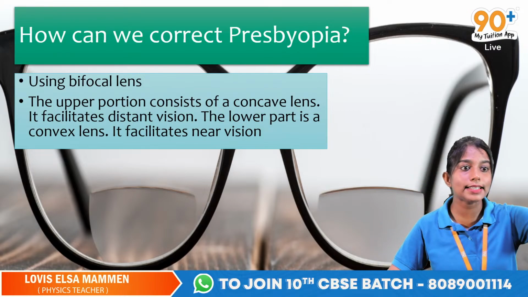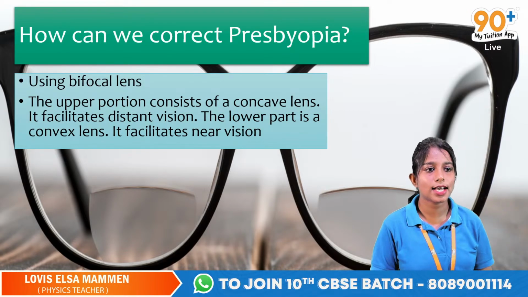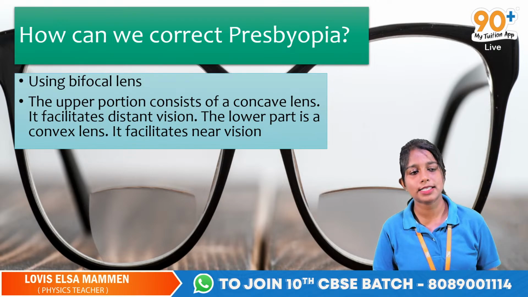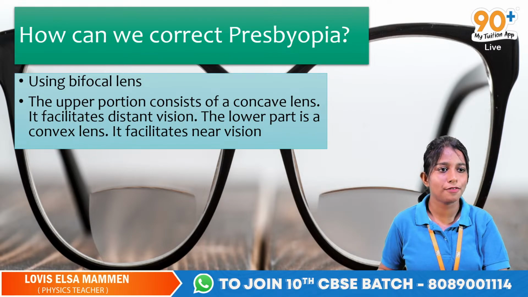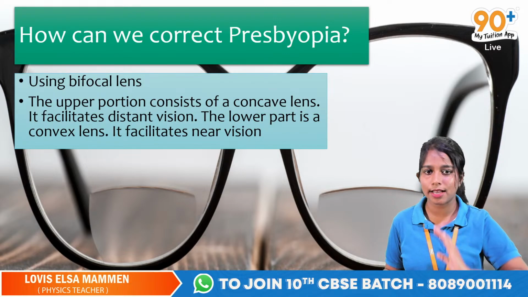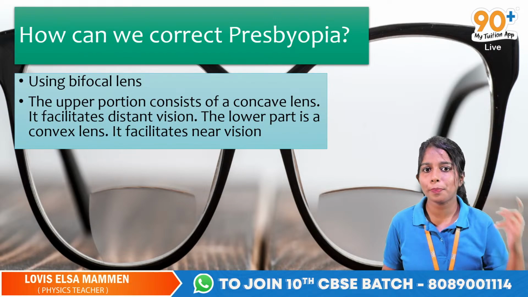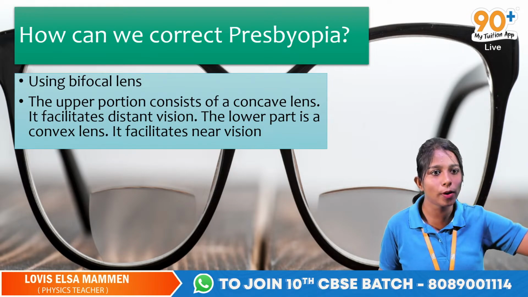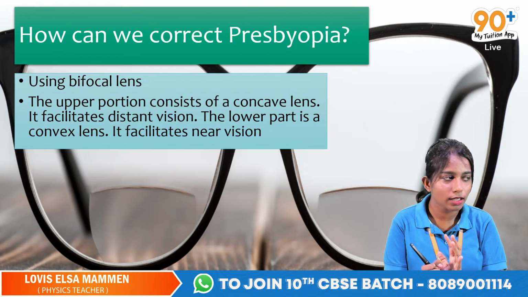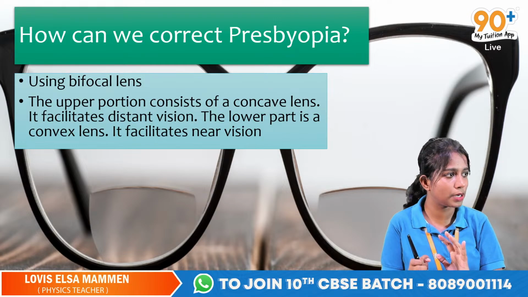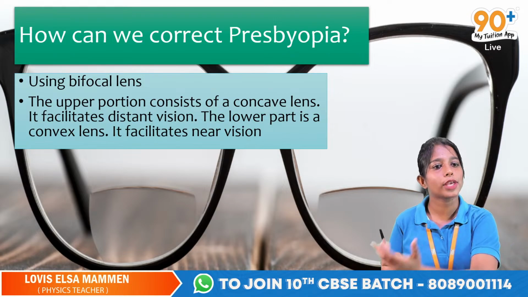മനസ്സിലായോ? So these are the three defects of vision. Okay, so study myopia first, and just opposite ആയിരിക്കും hypermetropia. Presbyopia നിങ്ങൾ റിലേറ്റ് ചെയ്ത് പഠിക്കാം. For old people it is due to some weakening, decrease in the flexibility.